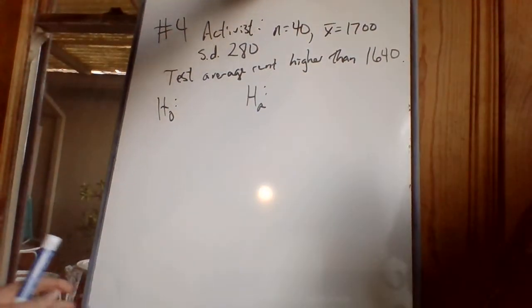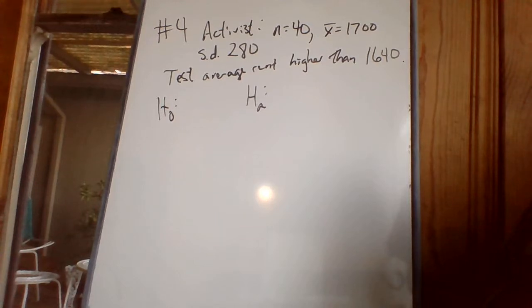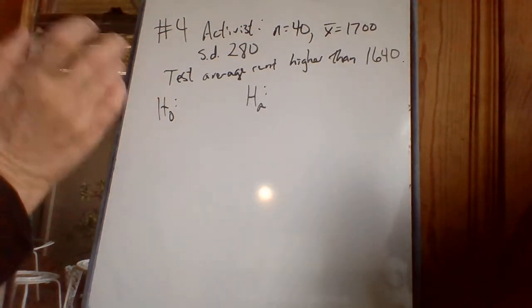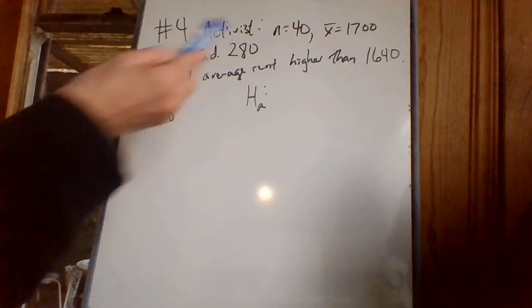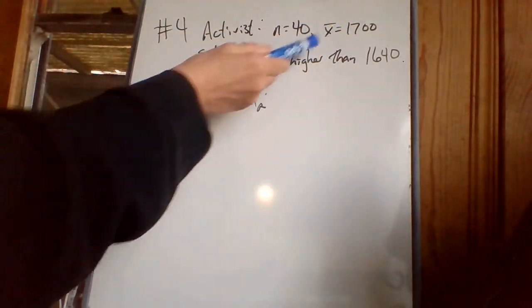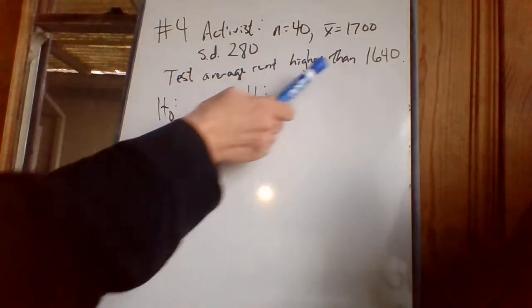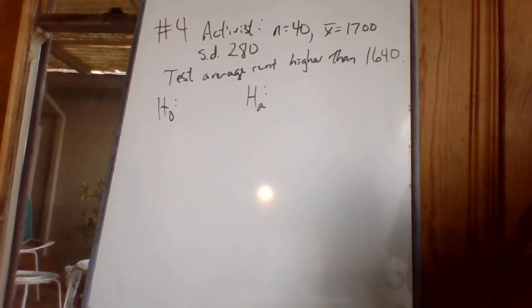All right. Now here's some activists, and they did some actual work. They went out, they surveyed, they got 40 numbers, they found the mean and the standard deviation, and now they want to test that the average rent is higher than 1640. So definitely this number comes from doing some kind of statistics, that 1700. They're testing the 1640. So 1640 as the number goes there. The other numbers that come from some sort of survey, those are going into my calculator.